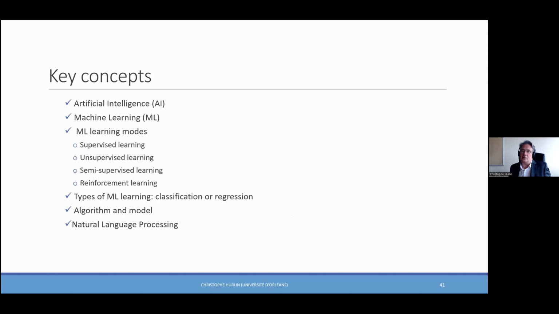So let me summarize. We have seen what artificial intelligence is, what machine learning is, the types of machine learning modes, so supervised learning, unsupervised learning, semi-supervised, reinforcement learning, the types of learning, classification and regression, the difference between an algorithm and a model, and NLP. Any question?